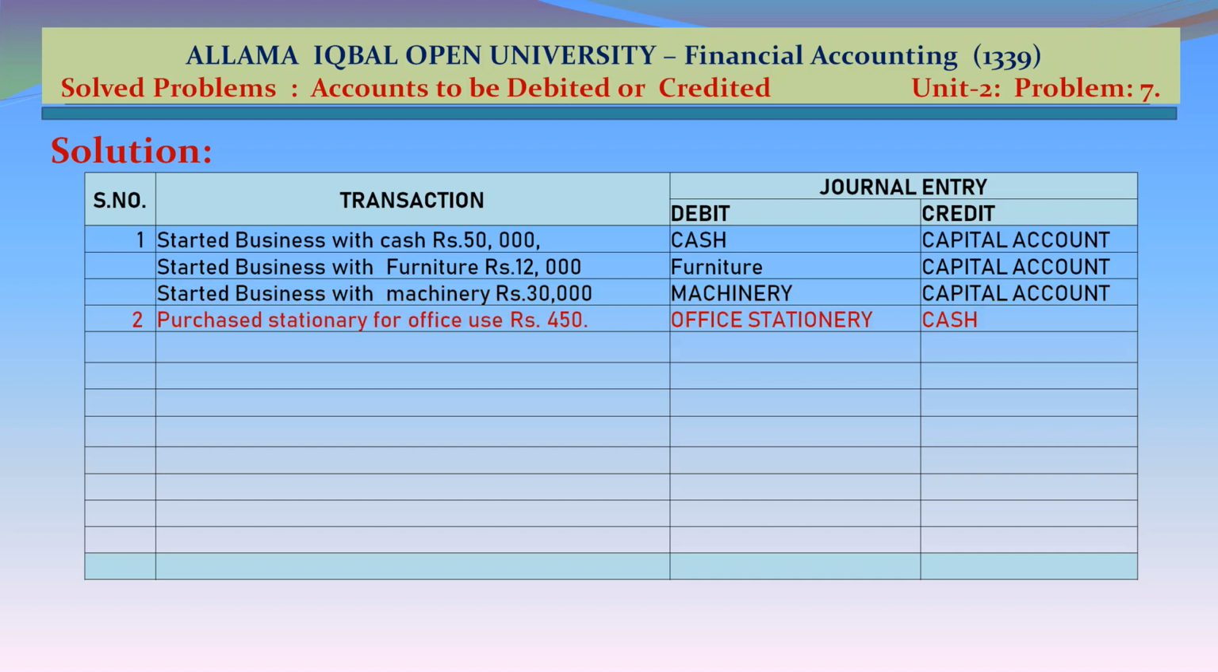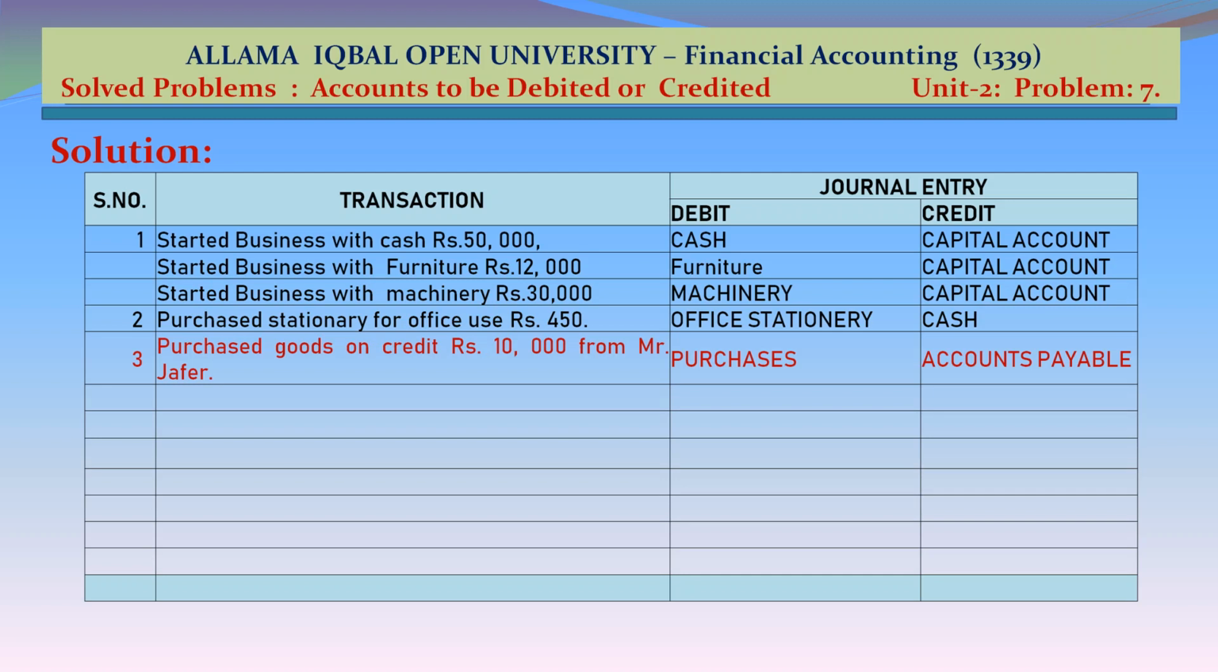2. Purchased stationery for office use rupees 450. Office stationery debit, cash credit. 3. Purchased goods on credit rupees 10,000 from Mr. Jafar. Purchases debit, accounts payable credit. 4. Purchased goods for cash 1,700. Purchases debit, cash credit.